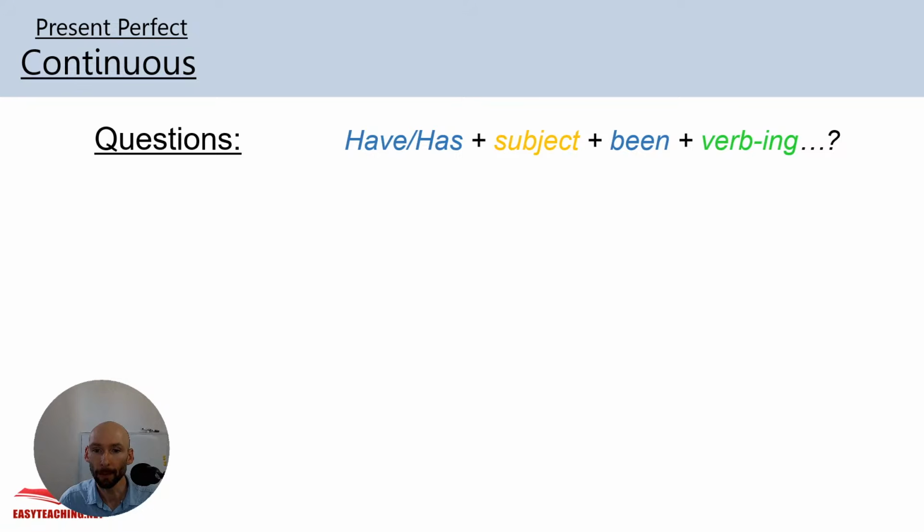Okay, up on the screen we can see the structure for questions. Can you see what's changed? What's changed from our affirmative structure to our question structure? All the same elements are there, but the order has been changed. This time, our auxiliary verb have or has are at the start. Our subject comes afterwards. So these two parts of our sentence have changed place.